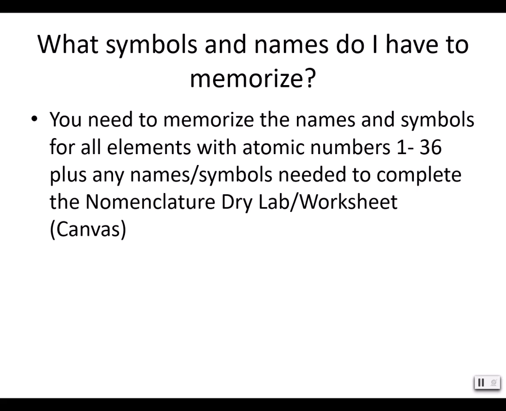Plus any names or symbols that are associated with the dry lab on nomenclature. It's actually under chapter 2. I have a worksheet of about 100 different problems for you to practice doing nomenclature on, and we're going to talk about nomenclature in subsequent videos. The take-home message is that you do need to memorize the names associated with symbols on the periodic table 1 through 36, plus any symbols that are used on the chapter 2 nomenclature worksheet that is on Canvas.